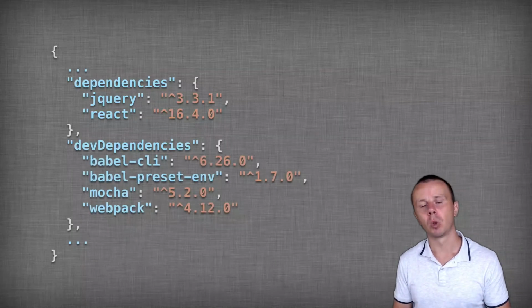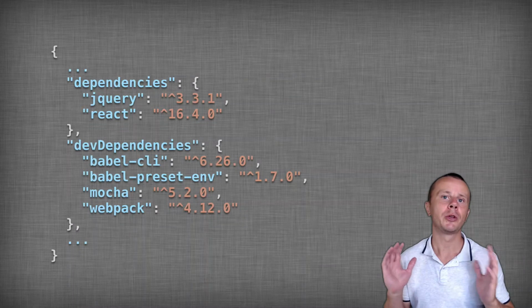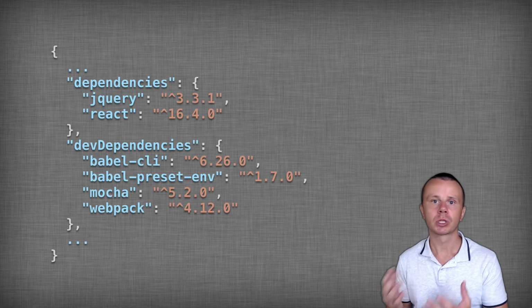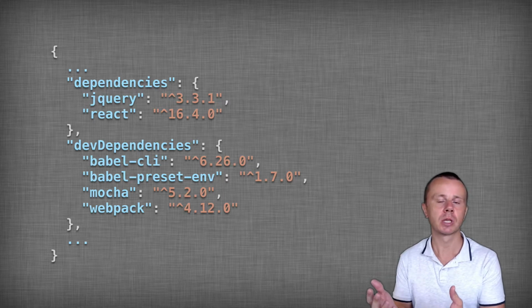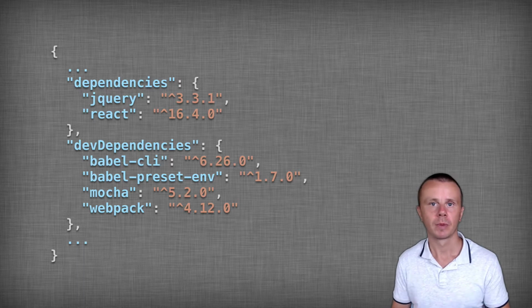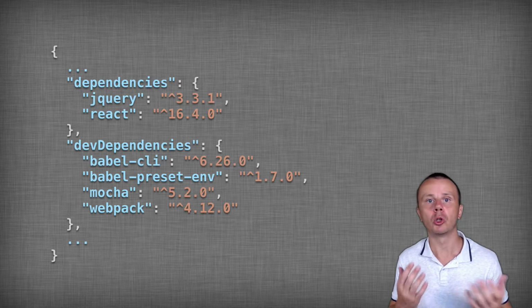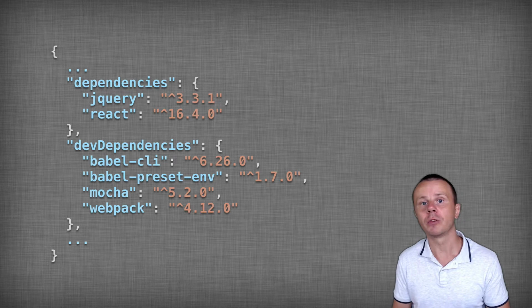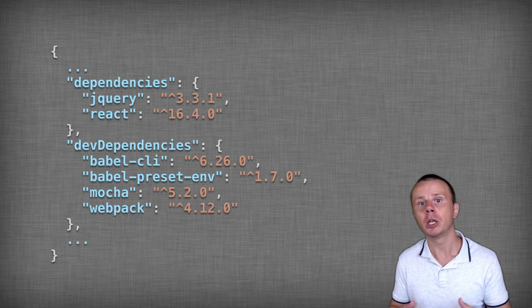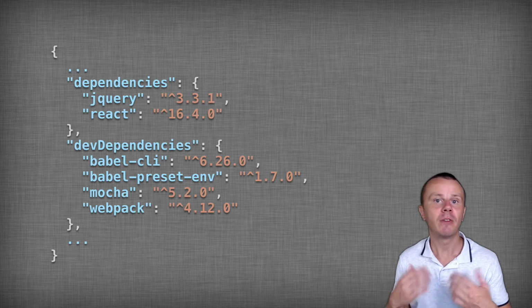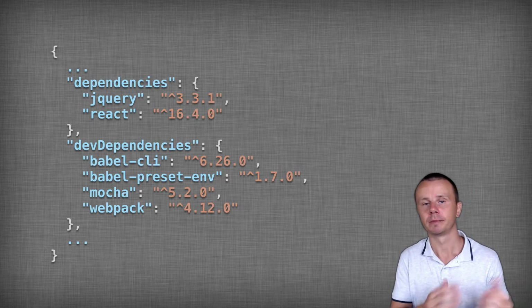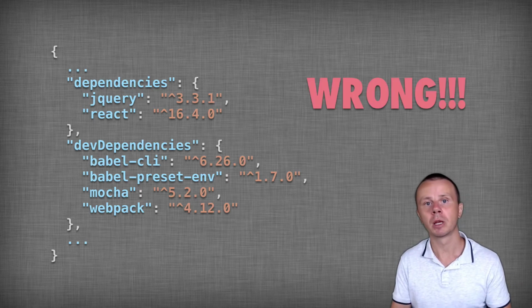Some people say the following: okay, if I use jQuery or if I use React in my application, those packages are front-end packages, that's why I need to add them as package dependencies. If I use, for example, Mocha or Jest testing frameworks, or if I use Babel to compile ES6 code down to ES5, then I need to add those packages as development dependencies, because they are not used for front-end. That is completely wrong.